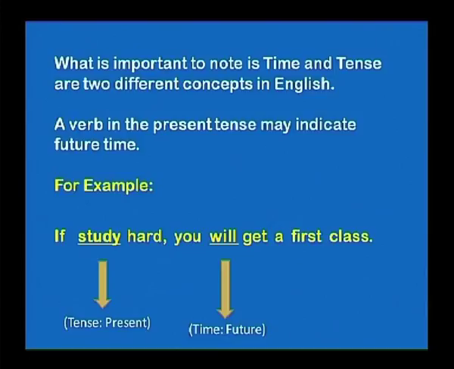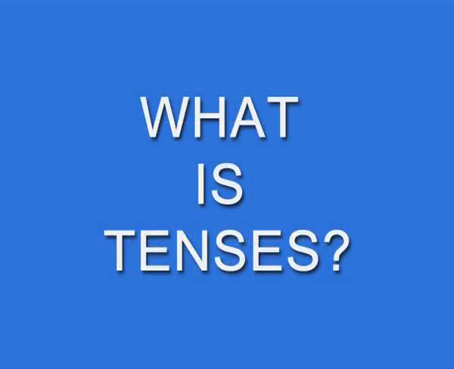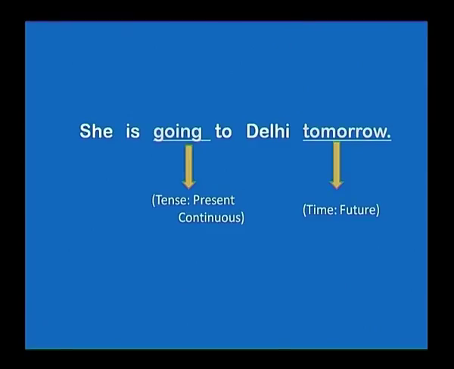If you study hard, you will get a first class. Now, see the word study, this shows present tense. When I say you will get a first class, will refers to future time. She is going to Delhi tomorrow. Similarly, you have the word going, which shows the present continuous tense, and tomorrow refers to the future time.